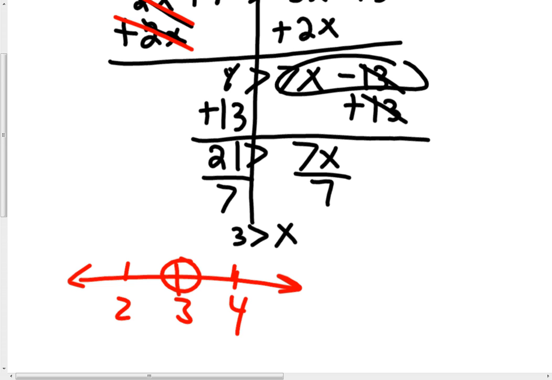Which one is being pointed at? The 3 or the x? It's pointing at the x, okay, which means that the x is smaller. Here's another way to do this one.